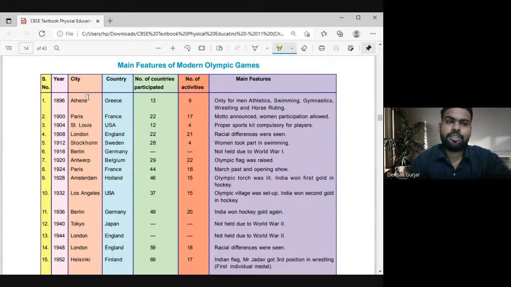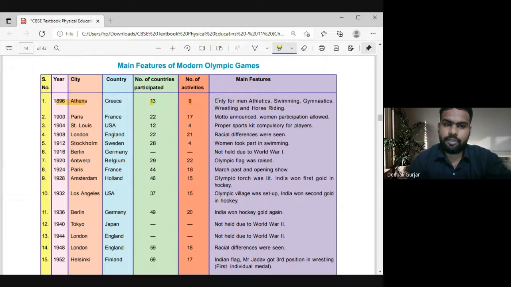What are the gradual changes in the Olympics, and how did they lead to the beautiful Olympics we have nowadays? So, in 1896, the Olympics were held in Athens, a city in the country of Greece. At that time only 13 countries participated, and there were 9 activities. So what is the main feature here? Only men took part in athletics, swimming, gymnastics, wrestling, and horse riding at that time.